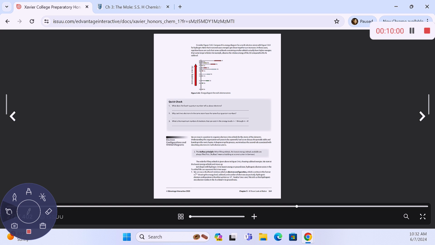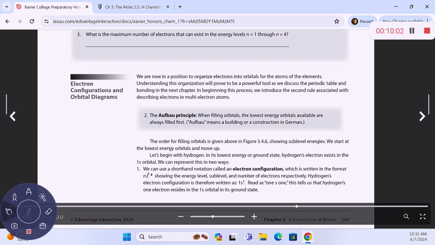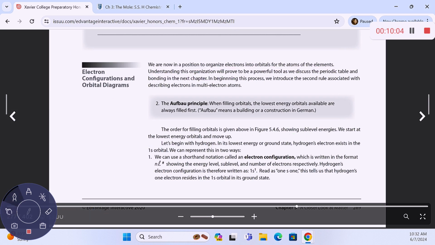And then let's go to the next page and let's look at the Aufbau principle. When I told you that when we're filling those subshells, we have to fill them with the ones that are closest to the nucleus that have the lowest energy. This is the Aufbau principle. So we fill the lowest energy subshells or orbitals first, and then we move up from there.